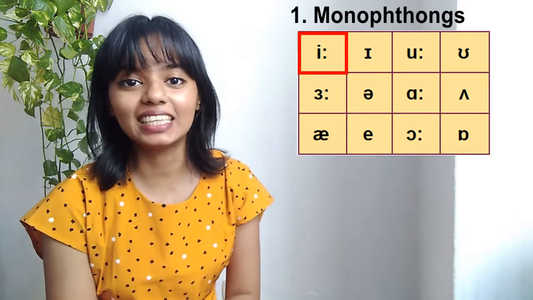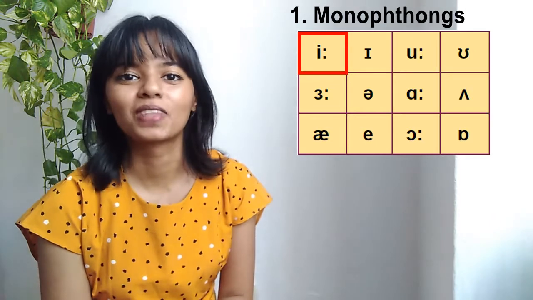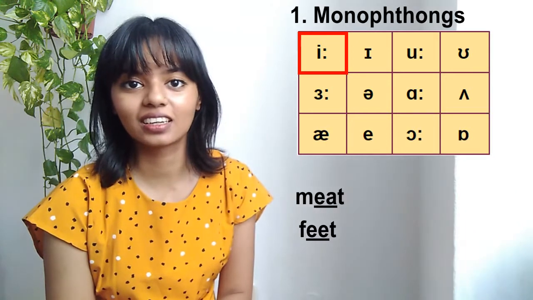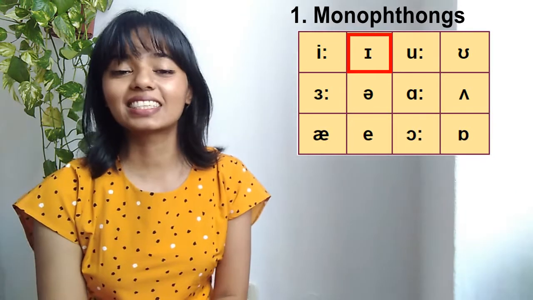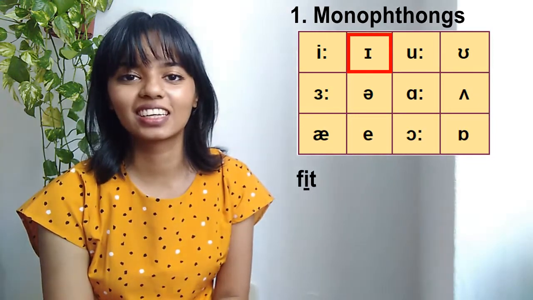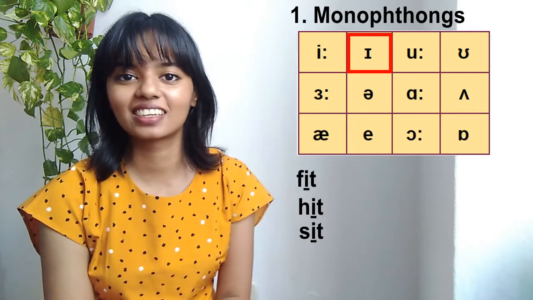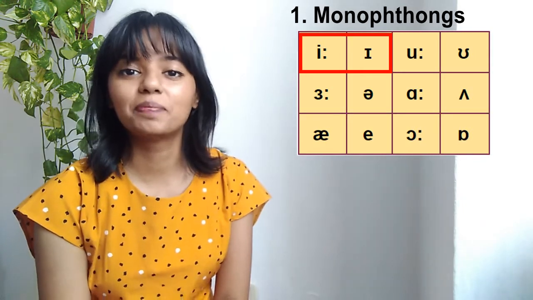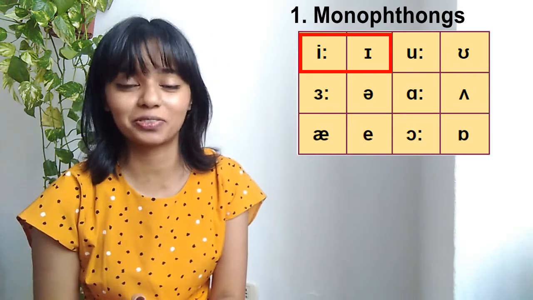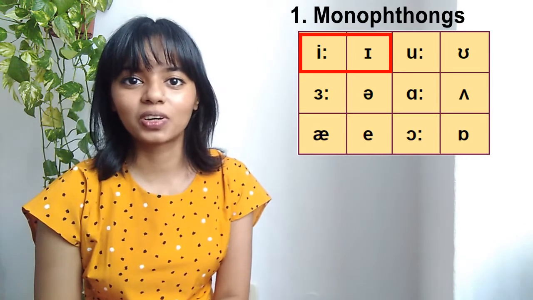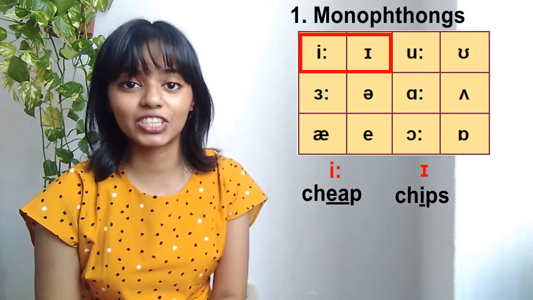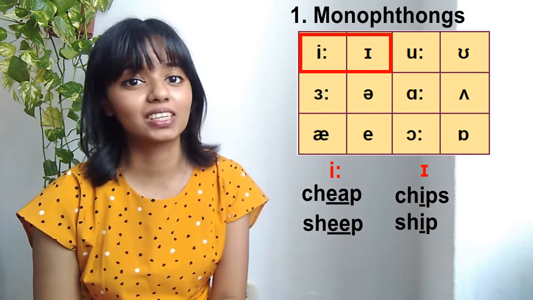This is a long E vowel sound. Words with E sounds are meet, feet, and eat. This is a short I sound. Words with I are fit, hit, sit, or clip. Be careful about the difference between E and I. They're actually quite different. For example, the word cheap is very different from chips. This is a sheep. This is a ship.